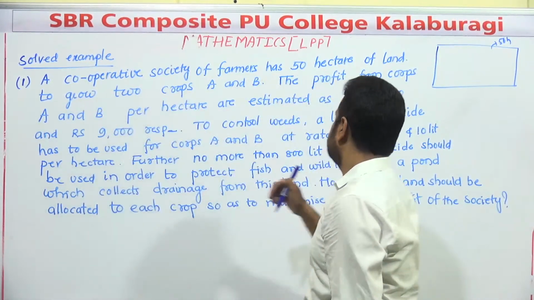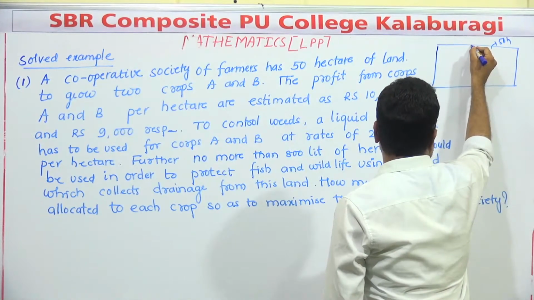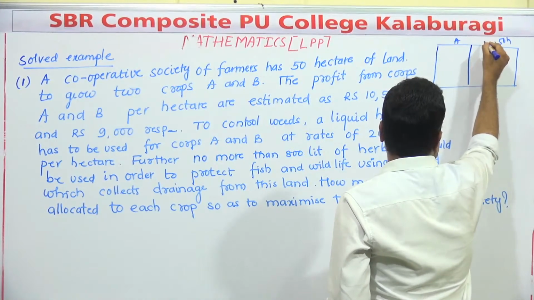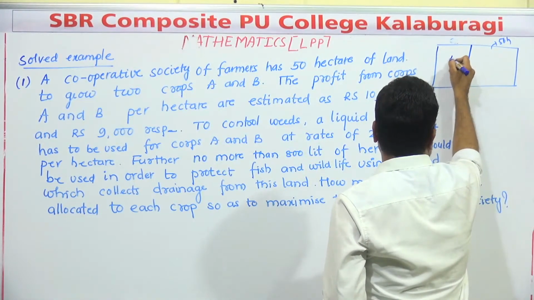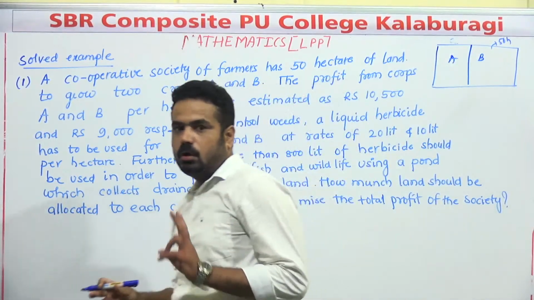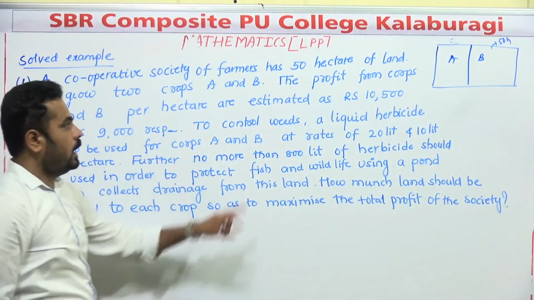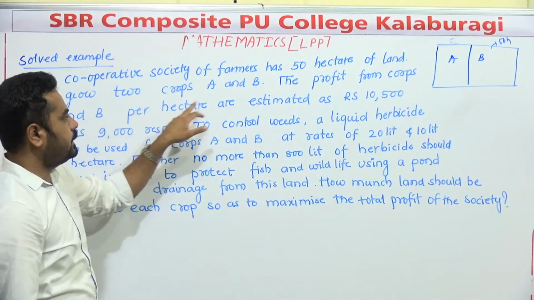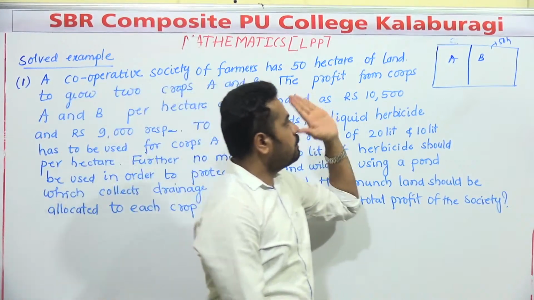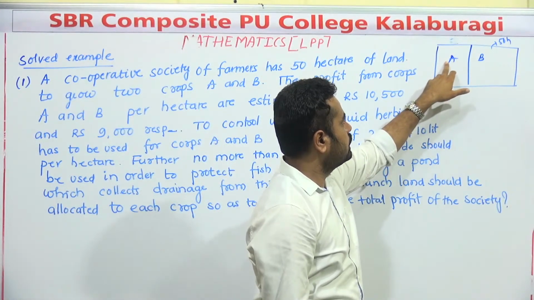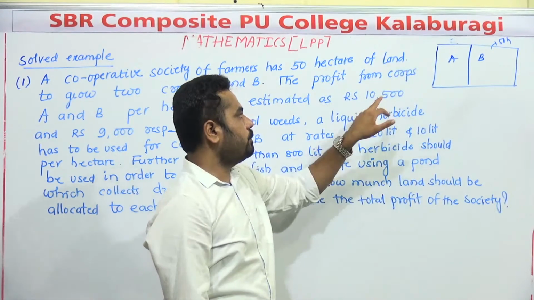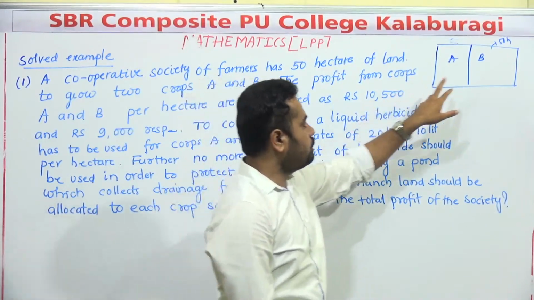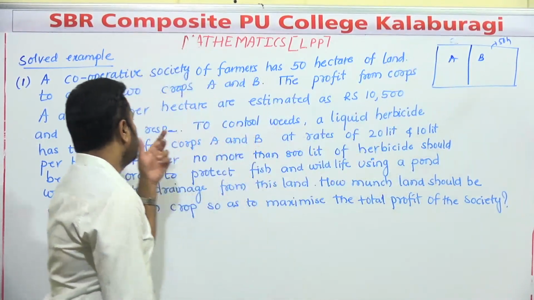Now, in this land they will grow two crops, A and B. The profit of crops A and B per hectare are estimated as follows: the profit of crop A is 10,500, and the profit of crop B is 9,000.